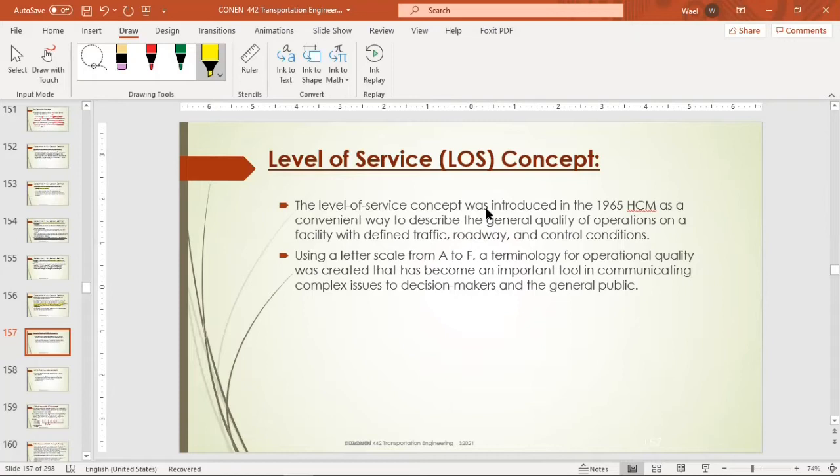So why was it introduced? It was introduced as a means of communicating. For example, if you're having a public hearing, or handing your analysis results to a politician who is not specialized in that field, how can you tell them that the traffic condition is bad? You tell them the average delay is this, the average volume per lane is that. They don't understand this. It's difficult for them to comprehend what you are saying. But if you say that the condition for this highway is A or B or C, they can understand this. They can say, okay, A, that means it's good. So they need something to describe the condition of the facility, especially for those that are not specialized in your field.